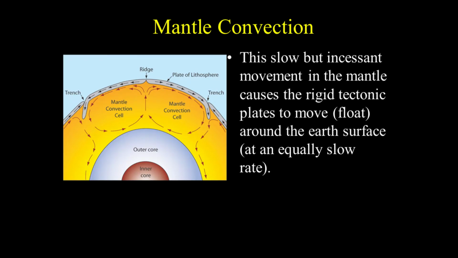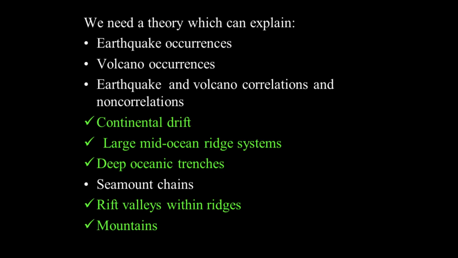This slow but incessant movement in the mantle causes the rigid tectonic plates to move or float around the Earth's surface at an equally slow rate. So, we have more results of tectonic plate theory. We have explained the mechanism of continental drift by using transform plate boundaries.